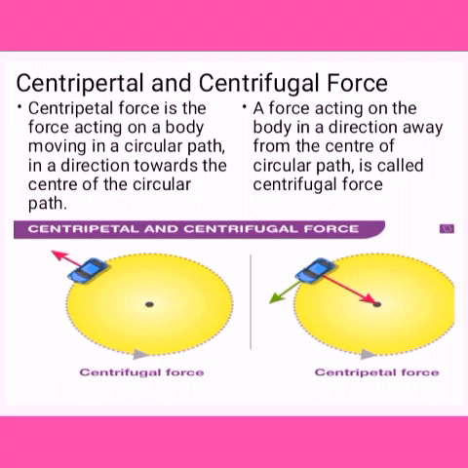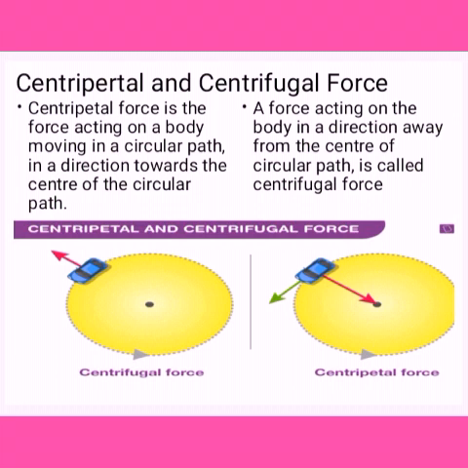That means the direction of the force and also of the acceleration changes at each point of the circular path, but its magnitude remains the same and the acceleration is variable. Hence, for a body moving in a circular path, a force is needed which acts as a centripetal force. Thus, centripetal force is the force acting on the body moving in a circular path in a direction towards the center of the circular path.